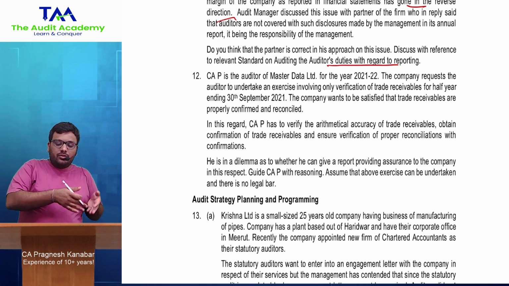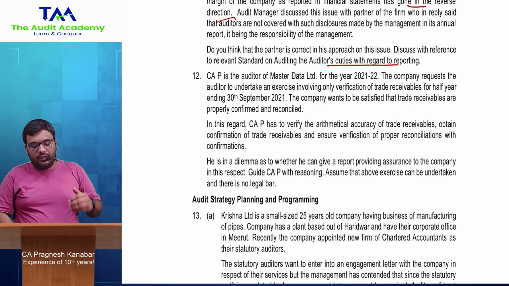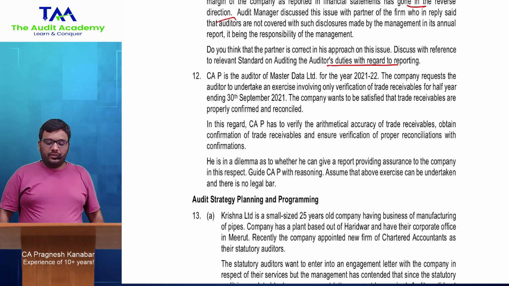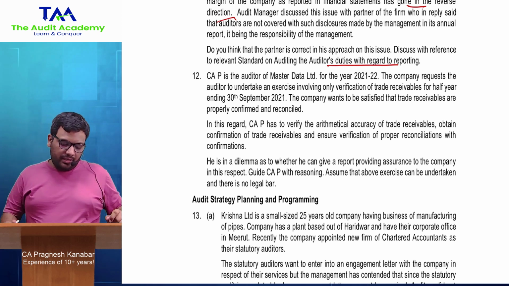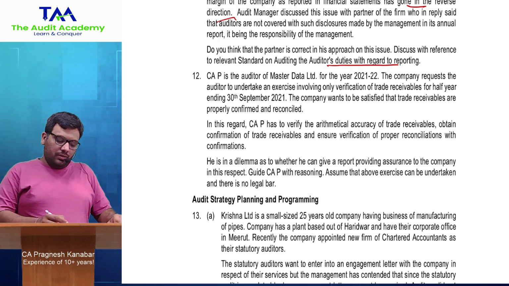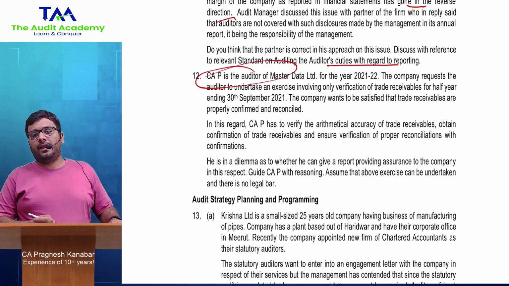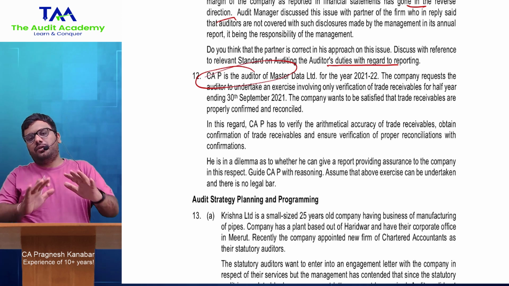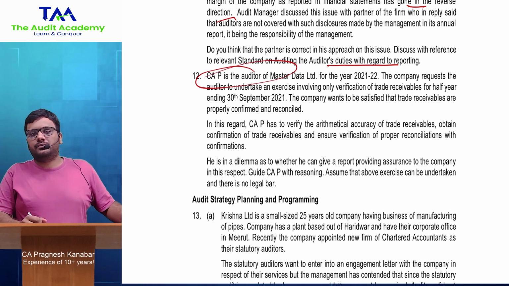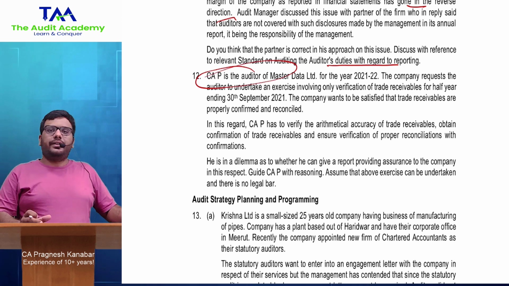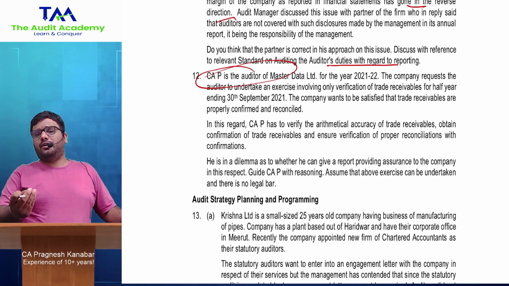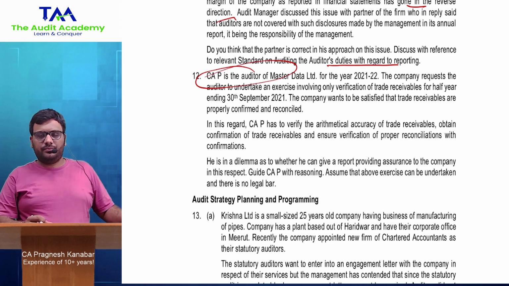He is in a dilemma as to whether he can give a report providing assurance to the company in this respect. Guide CAP with reasoning. Assume that the above exercise can be undertaken and there is no legal bar. So, you are the auditor, and the company is confused with respect to its trade receivable data. So, they wanted to sort that data. They wanted to take a particular exercise with respect to this data.